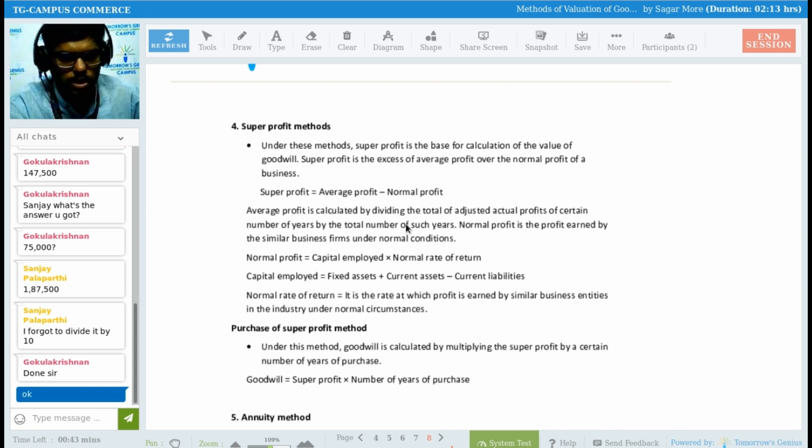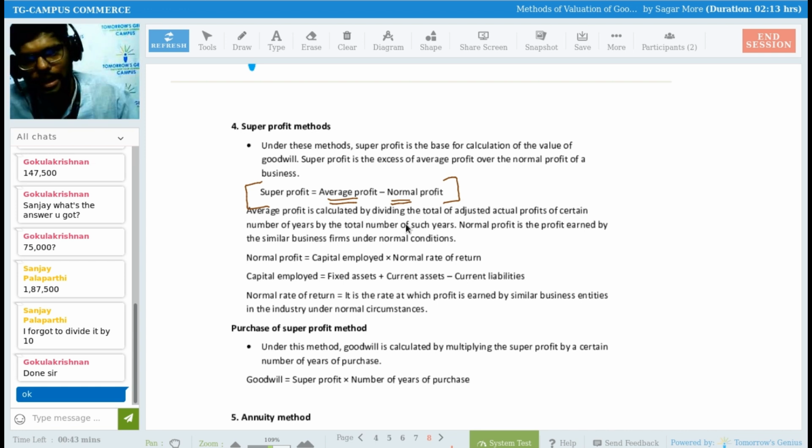So the formula for calculation of super profit is average profit minus normal profit. Simple. On an average, as I said earlier, Sanjay is a 75% mark student, that is his average. But suppose in 12th standard he scored 90%, it is extraordinary performance from him. So on an average he was a 75% student, but now he's having 90. Whatever percentage he is earning more, that is nothing but his super profit, right?